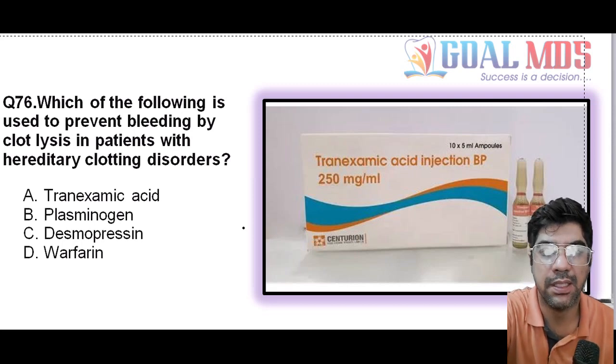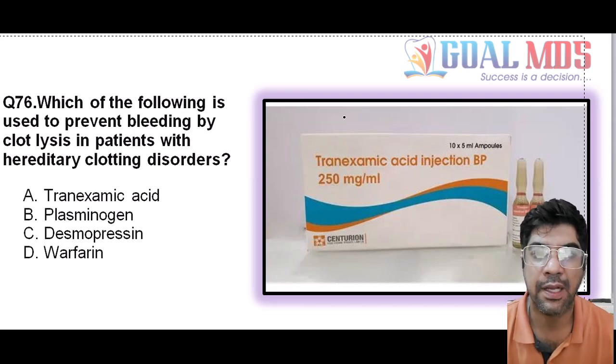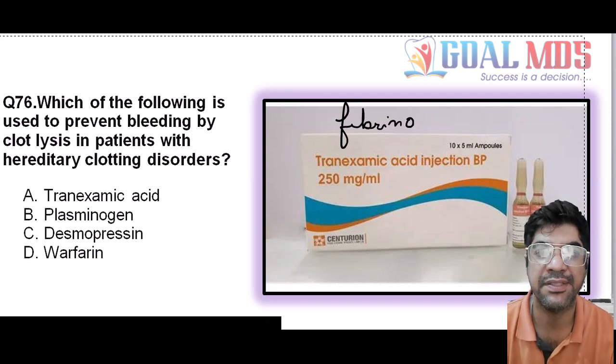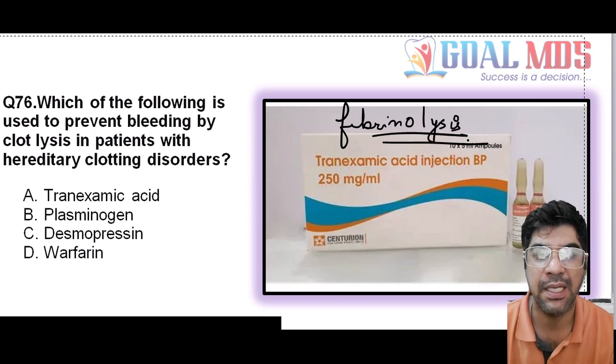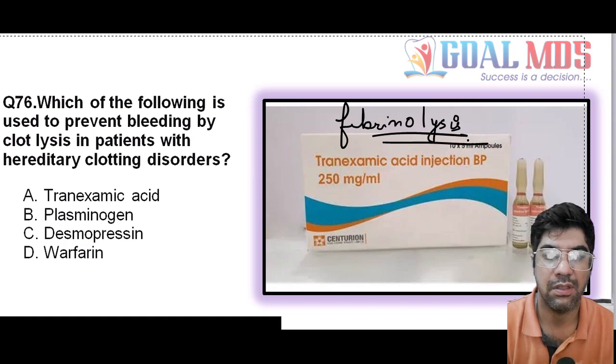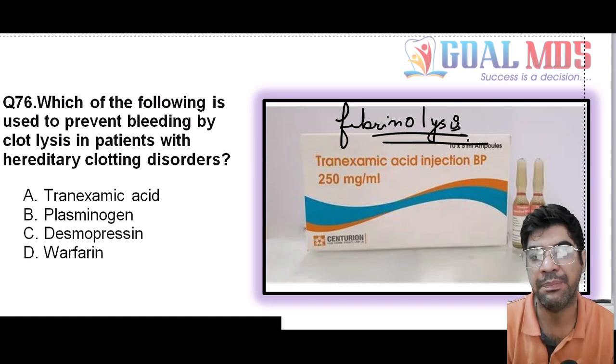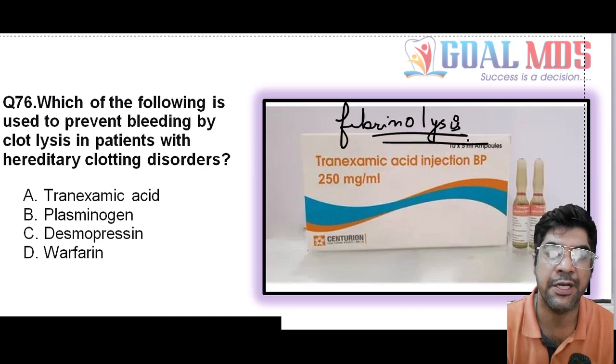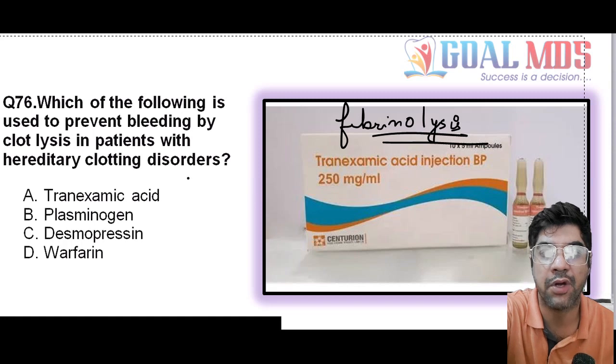Which of the following is used to prevent bleeding by clot lysis in a patient with hereditary clotting disorder? So tranexamic acid is a medication that is used to prevent bleeding by inhibiting the breakdown of blood clots through a process known as fibrinolysis. It is particularly used in patients with hereditary clotting disorders like hemophilia, or when there is excessive bleeding due to a surgical procedure or during trauma.